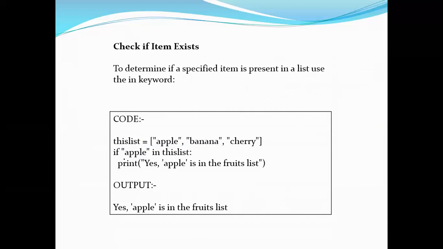So what I say is, if apple in this list, what will happen? Apple will be checked here. Yes, apple is found. Then I'll say yes, apple is in the fruits list. I just print it out, right? Very simple. If apple in this list. So this in is also an operator which performs this matching operation, right?